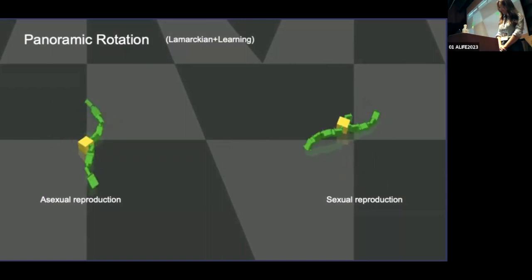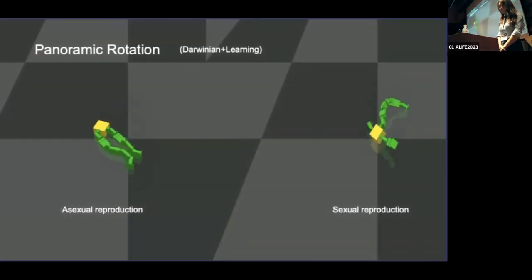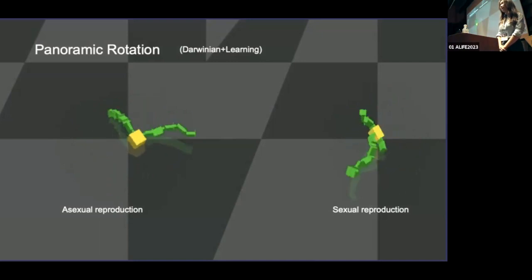Using Lamarckian evolution, these are the best robots produced for the panoramic rotation task. Compared to the robots from the point navigation task, they have 1 or 2 fewer limbs, and they are mostly made of hinges, no bricks. Using Darwinian evolution, although these 2 robots are quite similar, the one from the sexual reproduction method exhibits a hopping behavior that helps it rotate faster.